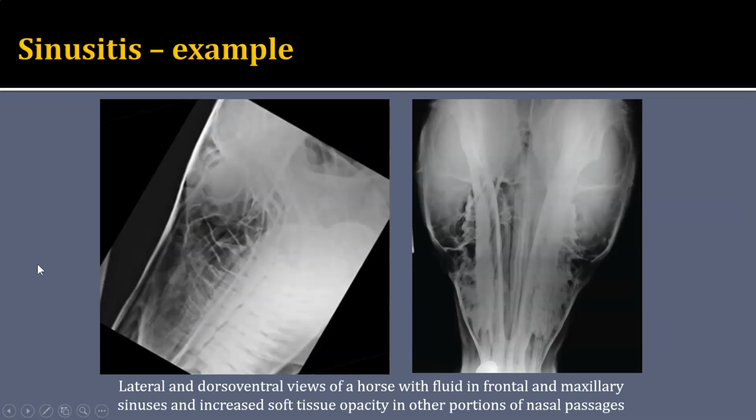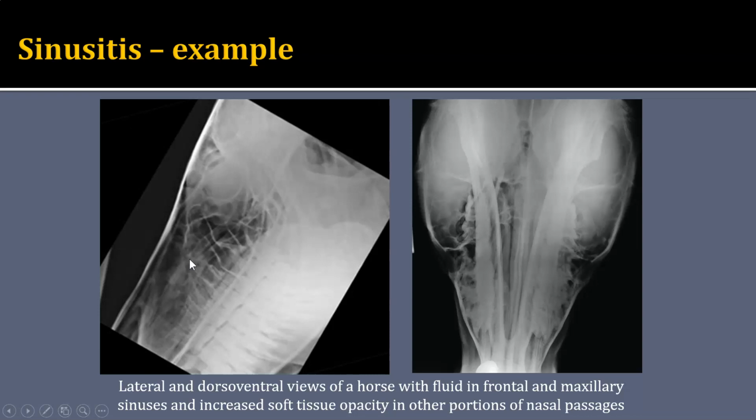Here are lateral and dorsal ventral views of a horse that has sinusitis. On the lateral views, I can see in the area of the maxillary sinus that there is a fluid line here with fluid opacity in the dependent part, and a fluid line with gas in the caudal compartment of this maxillary sinus. I believe there is too much fluid opacity in the rostral compartment as well.